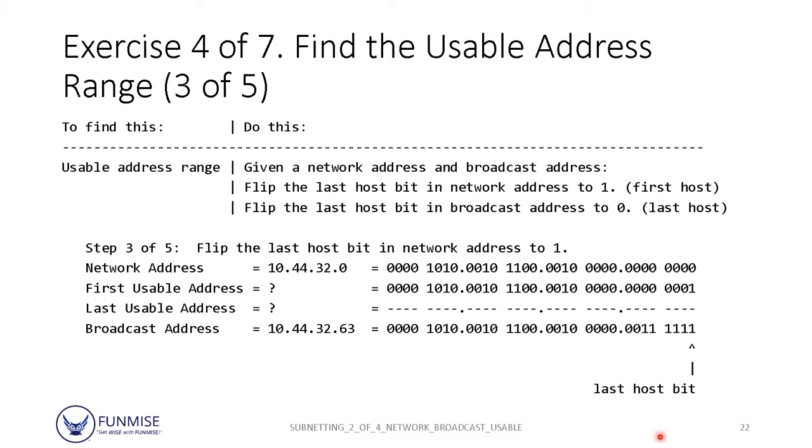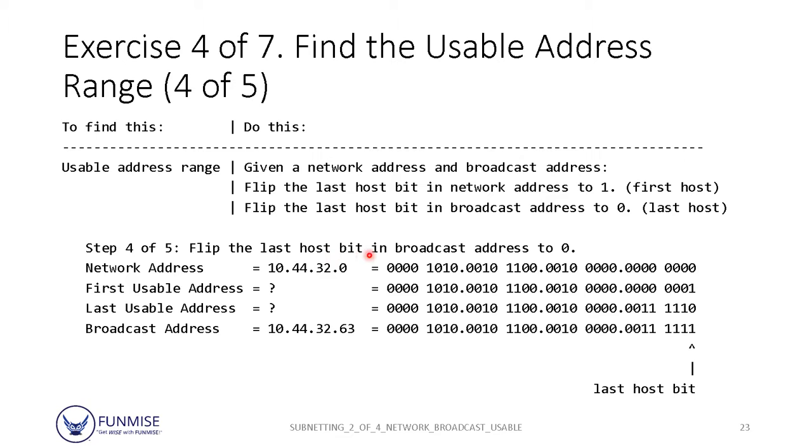Now, flip the last host bit in the network address to 1. So I copied everything down and just flipped this one to 1. Okay. Flip the last host bit in the broadcast address to 0. So I copied everything from here up here, except this one got flipped from a 1 to a 0. Okay, that's simple enough. Now convert binary to decimal, and that's something we've done many times by now, and this should be fairly simple for us. So now we have the usable address range.